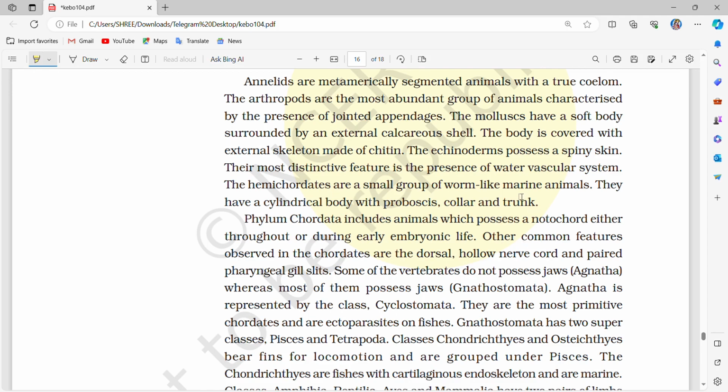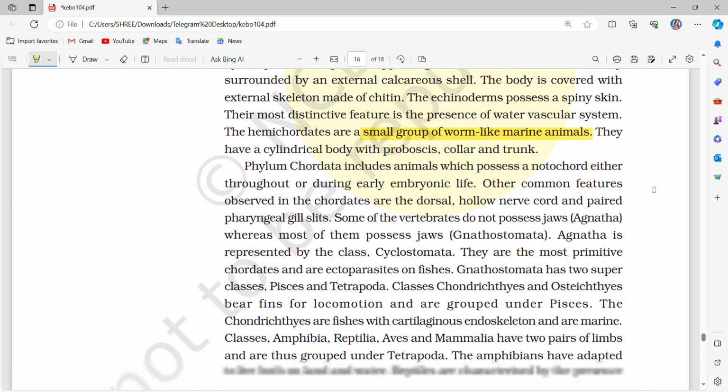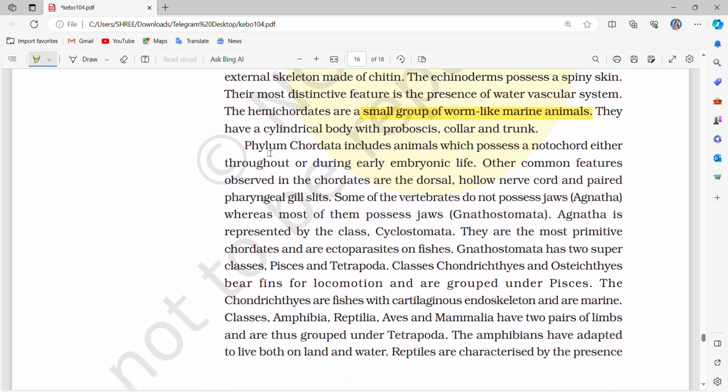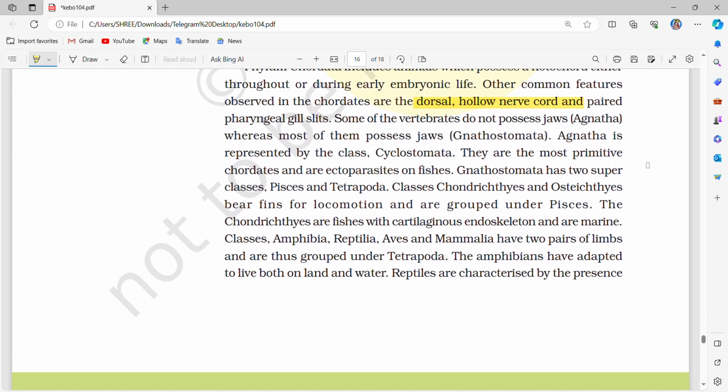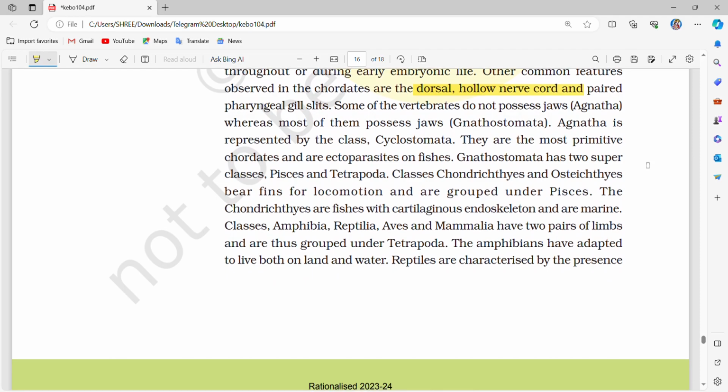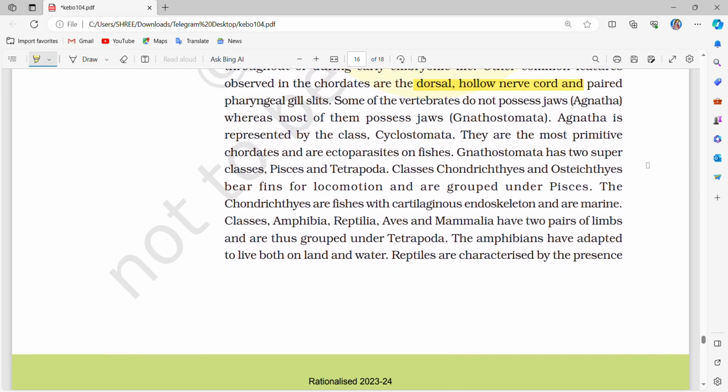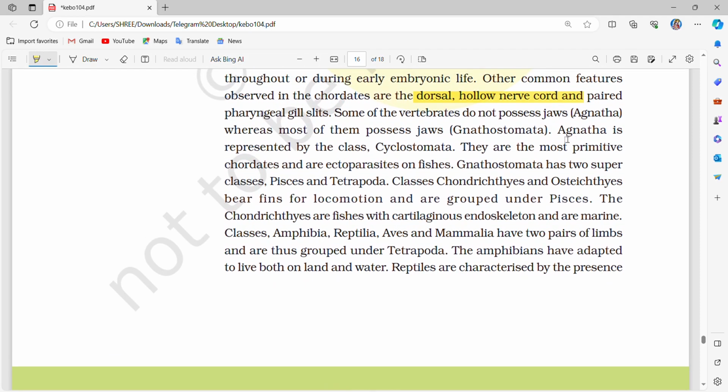The hemichordates are a small group of worm-like marine animals. They have a cylindrical body with proboscis, collar and trunk. Phylum Chordata includes animals which possess a notochord either throughout or during early embryonic life. Other common features observed in the chordates are the dorsal, hollow nerve cord and paired pharyngeal gill slits. Some of the vertebrates do not possess jaws, Agnatha, whereas most of them possess jaws, Gnathostomata.